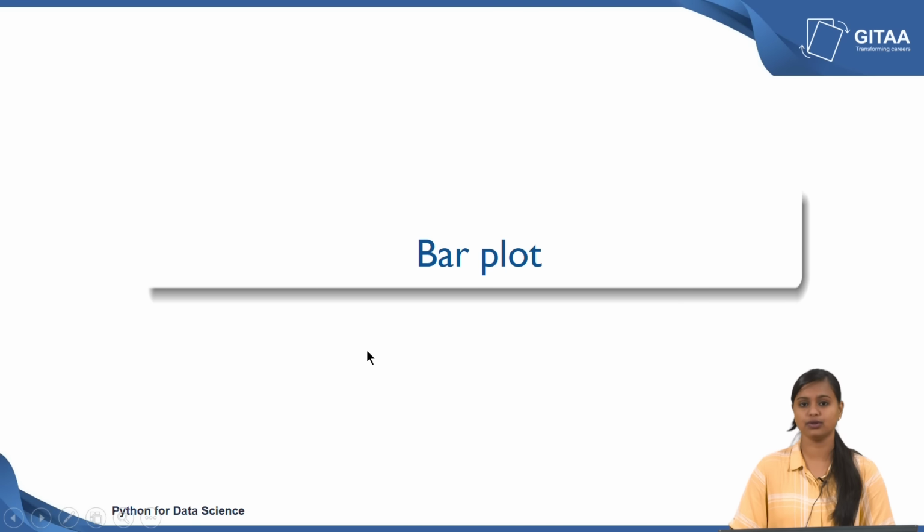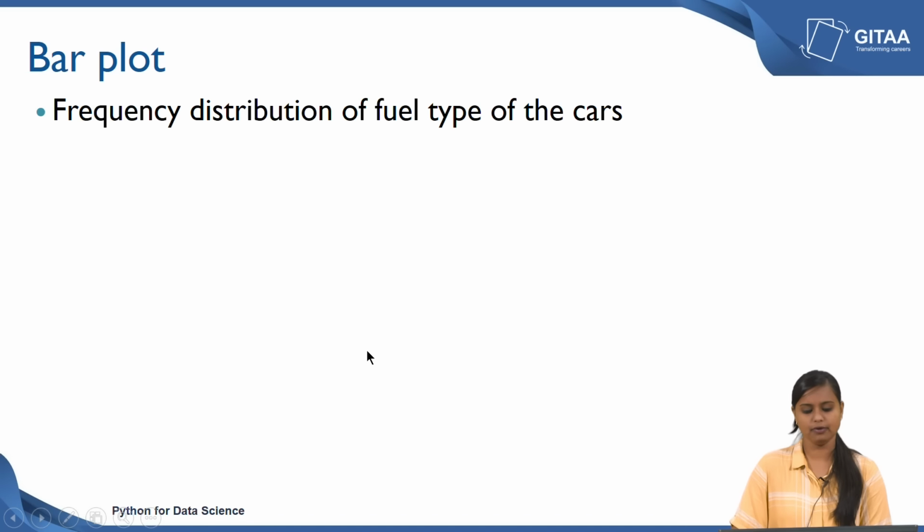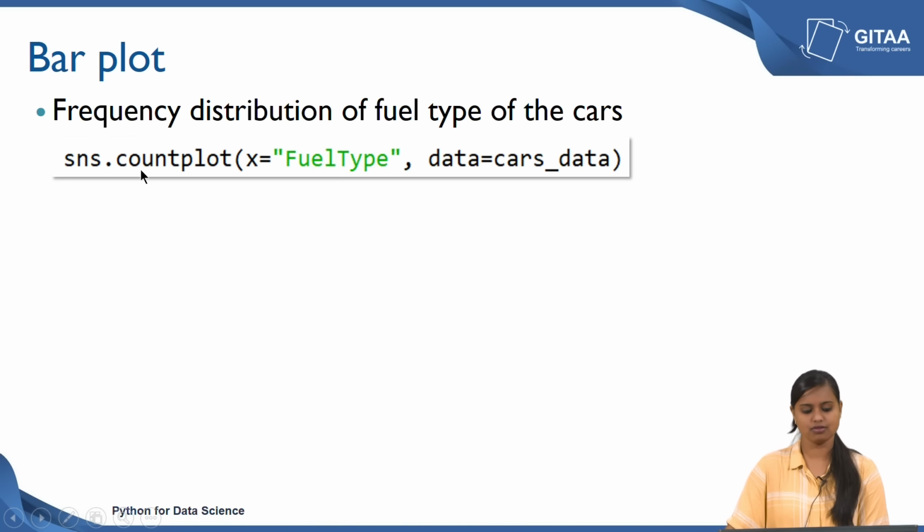So, next we are going to look at the bar plot. A bar plot is basically to check the frequency distribution of any categorical variable. Here fuel type is one of the categorical variables in our data frame. So, let us look at the frequency distribution of the fuel type of the cars. To create a bar plot, countplot is the function that needs to be used. Under the function, you just need to give the variable of interest, that is fuel type, and you can also specify which data frame you are accessing it from.